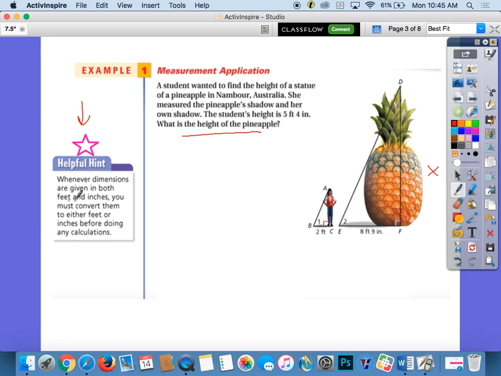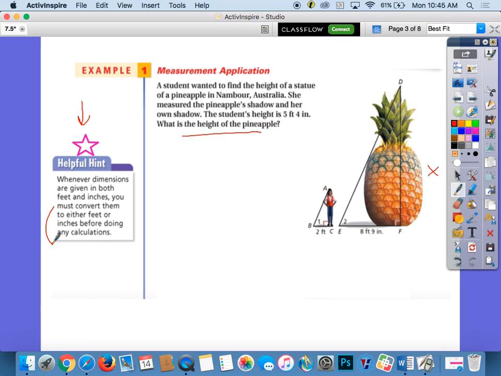So whenever dimensions are given in both feet and inches, meaning this example right here, this dimension is given in feet and inches, you need to go ahead and convert it to either feet or inches. You guys will see me convert it down to inches. I think it's a little bit easier than building it up to feet. But if you have a different way of doing it, then that's perfectly fine as long as it's accurate.